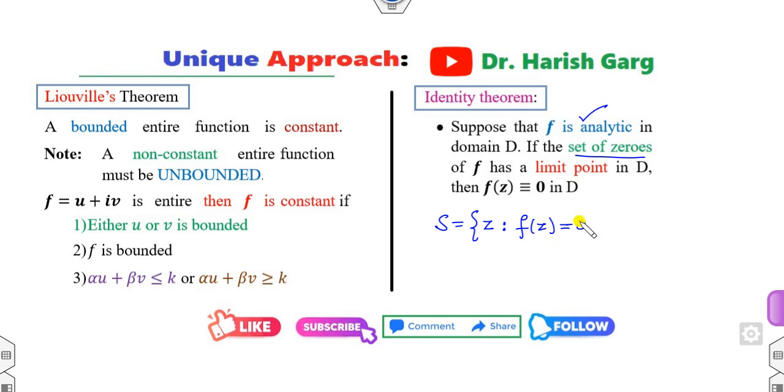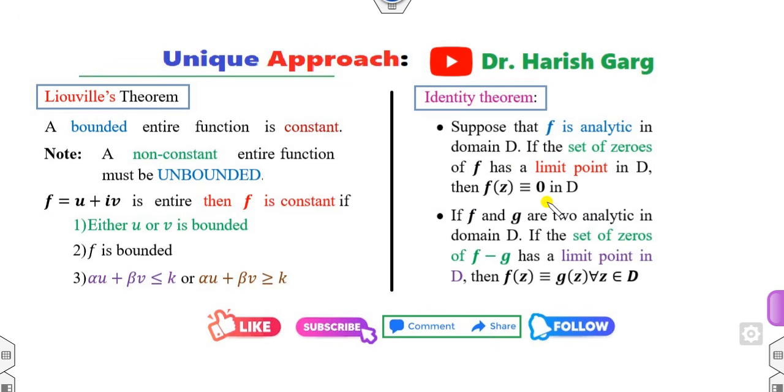F of z is 0. And if you find the limit point of this function, if the limit point belongs to this domain, then you can say the function is identically 0. Similarly, if you have two functions f and g, if you define the set of f minus g and the limit point of f minus g belongs to the domain, then f and g are identically the same.